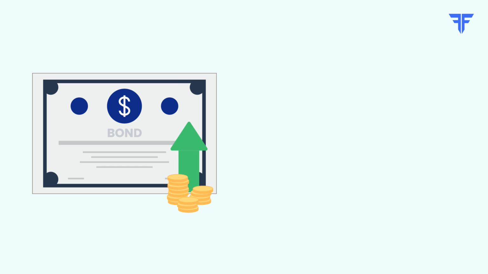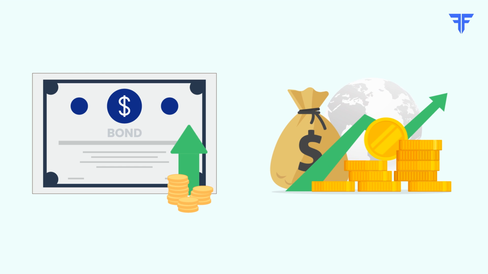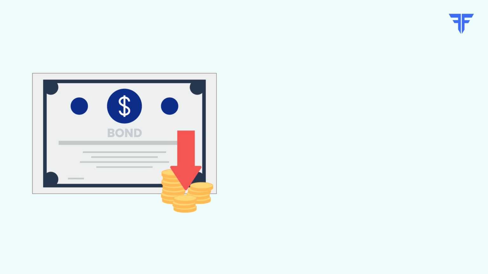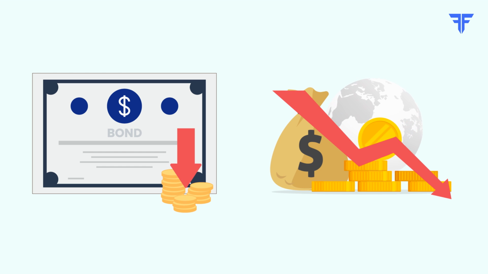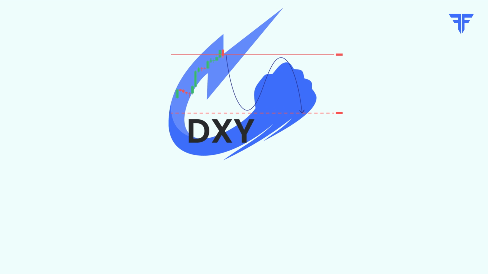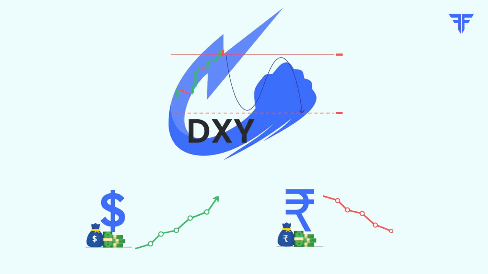Seventh, bond yields. Rising bond yields usually cause the currency of that country to appreciate. Similarly, as bond yields move south, so does the currency of that country, and usually cause the currency of that country to depreciate. Eighth, trend of the DXY. DXY strength means the dollar is strengthening against its peers and vice versa. So, during times when DXY is strengthening, the rupee tends to weaken and vice versa.